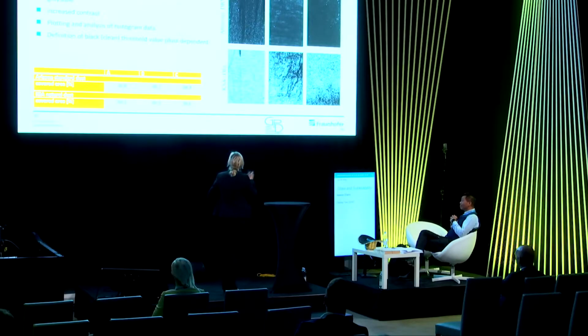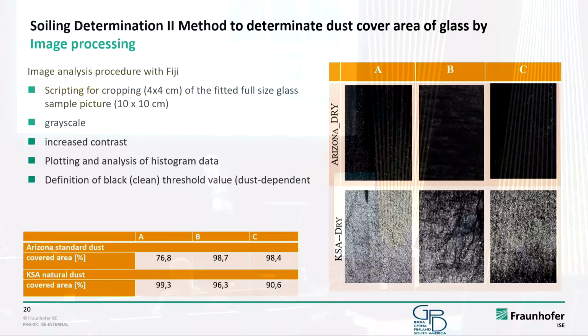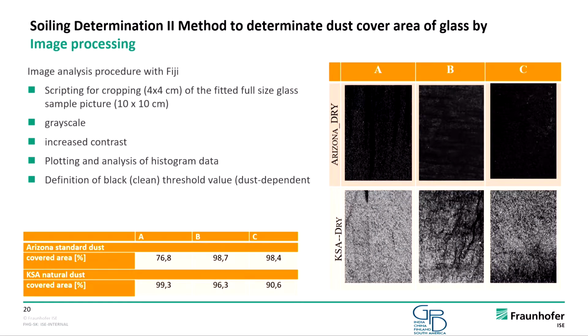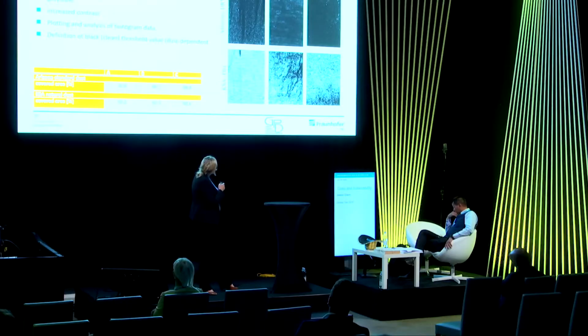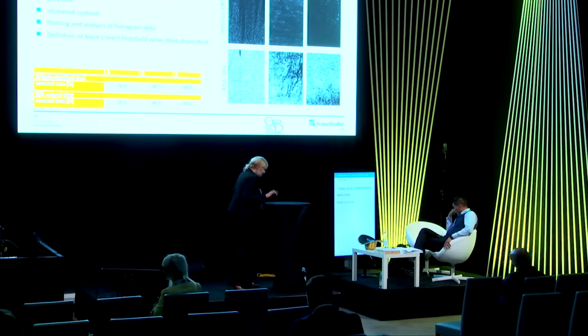And we see why. For example, if you compare the Arizona dust, which is the standard dust, it's the reddish dust, remember, and one of our normal natural dust from Saudi Arabia, you can see it here. Well, this is different types. They're actually references. Dry dusted. No condensation, nothing on the surface.